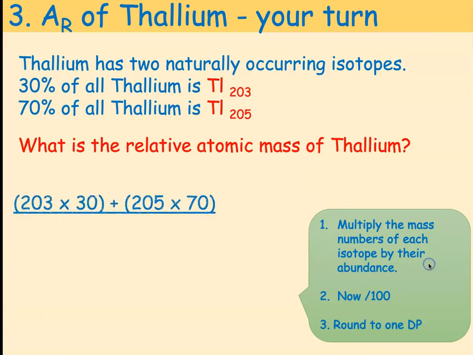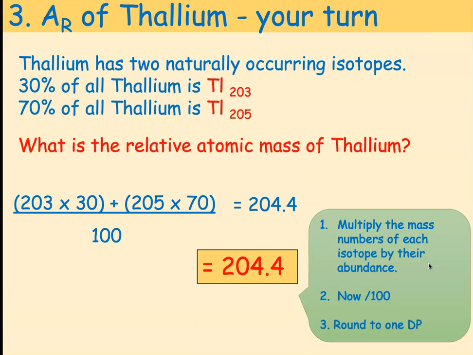Okay, we've got 203 times 30 plus 205 times 70 divided by 100 gives us 204.4. That's already rounded to 1 decimal place, so that is our answer.